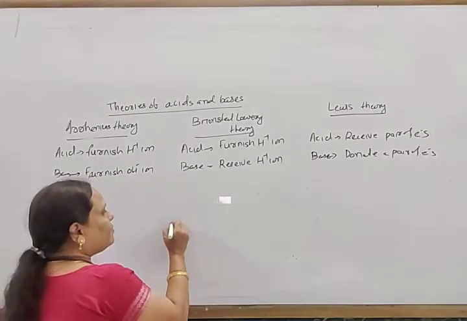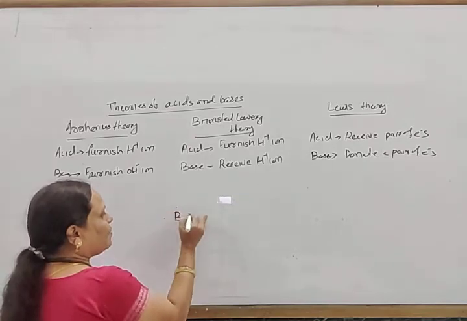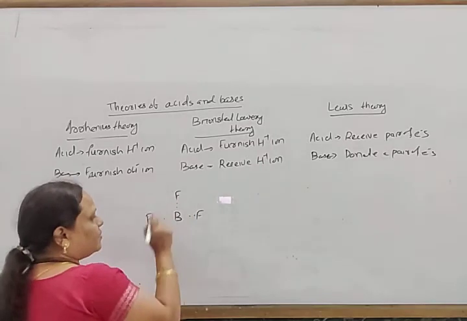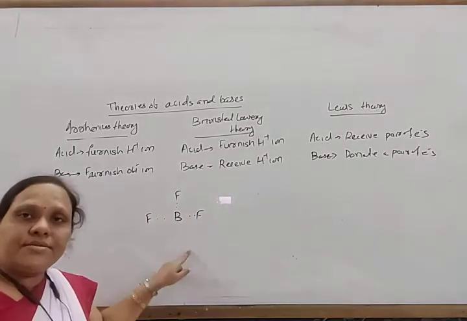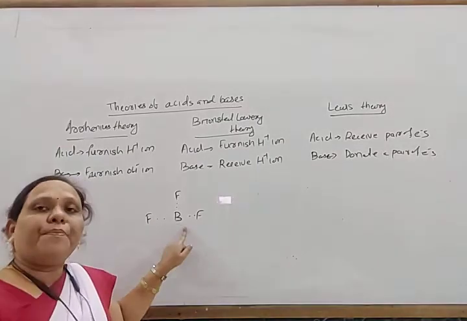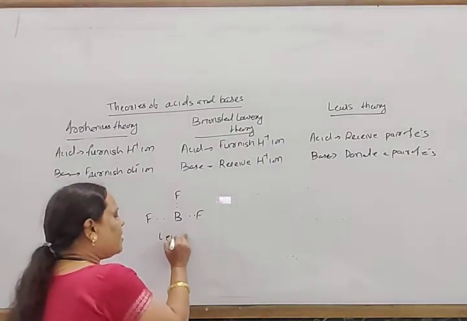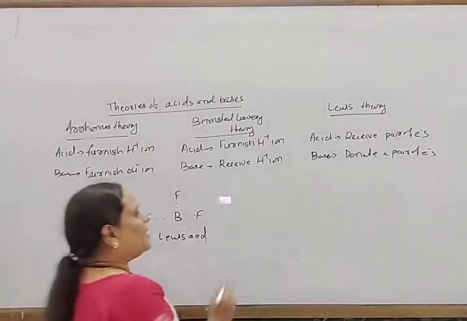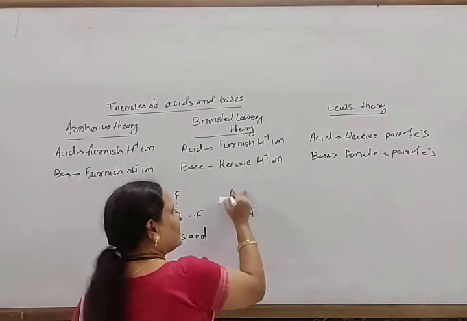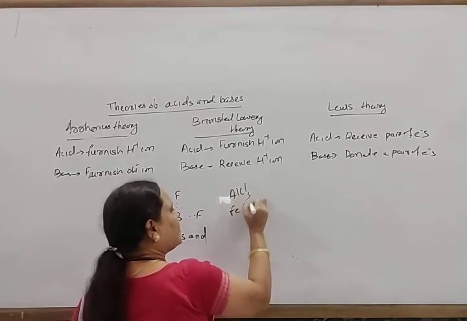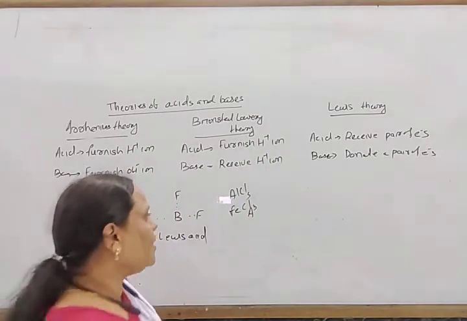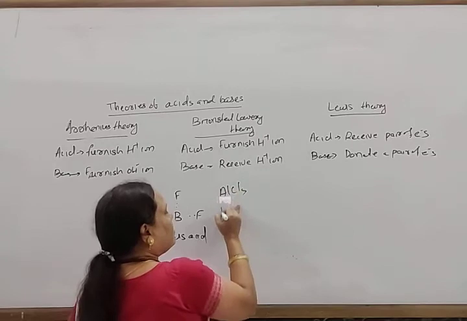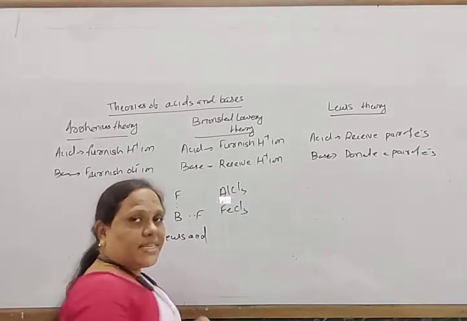Look here, for example, when we consider boron trifluoride. You know, in boron trifluoride, the boron atom is surrounded by 6 electrons. It has an incomplete octet. In this way, it has a tendency to receive a pair of electrons. Hence, it is known as a Lewis acid. Similarly, AlCl3, in the same way FeCl3, these are all Lewis acids.